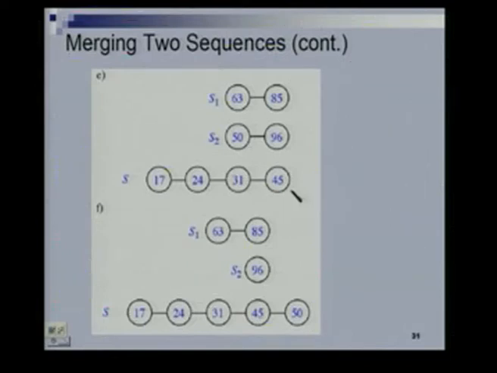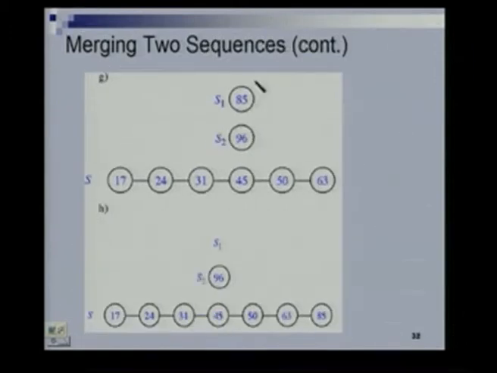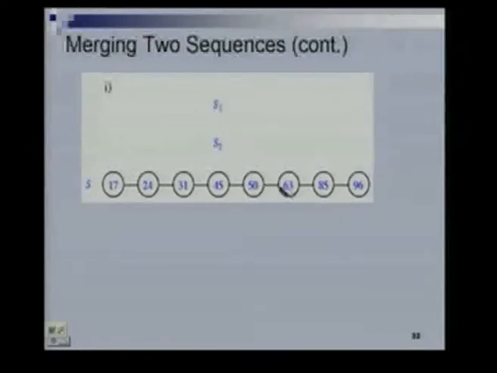So, 31, 45 would be the next one to go, these are the things left, then the next one would be 50, we would be left with 63, 85, 96, then the next one would be 63, and then we would be left with 85, 96, next would be 85, left with 96, and eventually we would be taking that and we would have nothing left, right. So, this is what you would get as a result.